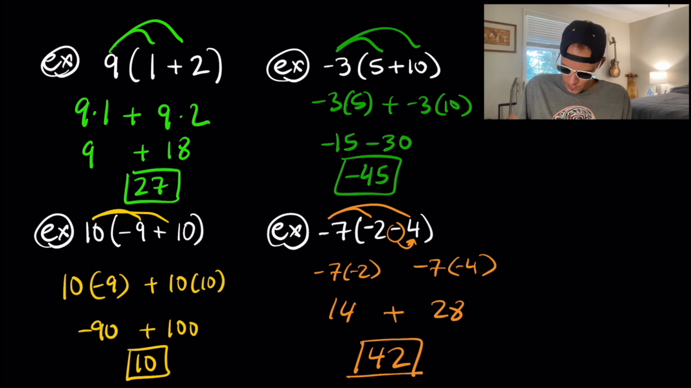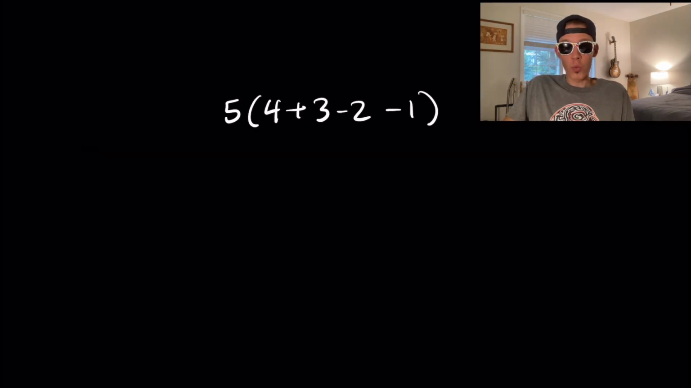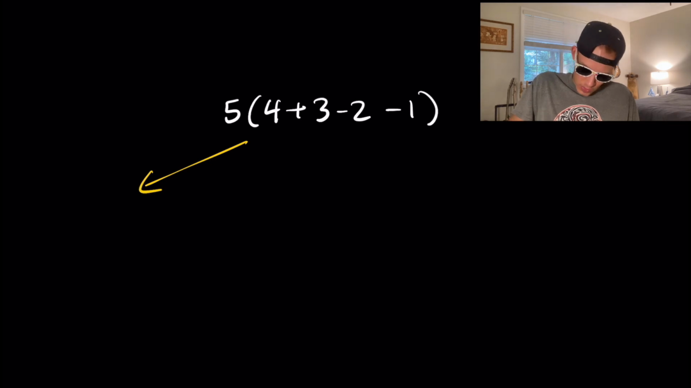Yeah, 42. I want to do one quick example with a bunch of terms on the inside of the parentheses just to show that the distributive property works the same way as if there were just two. So let's do it the order of operations way first. So we'll take care of what's inside the parentheses first. So 5 times 4 plus 3 minus 2 minus 1.